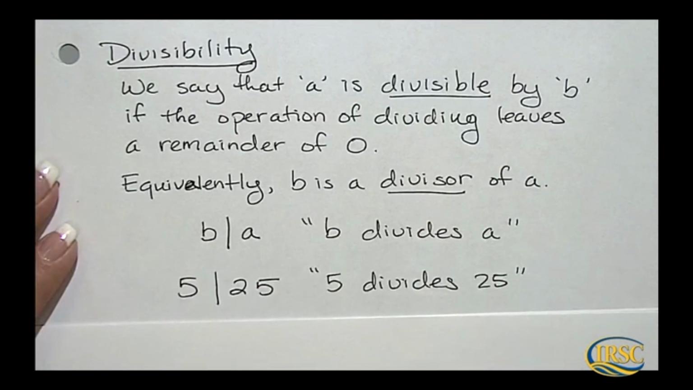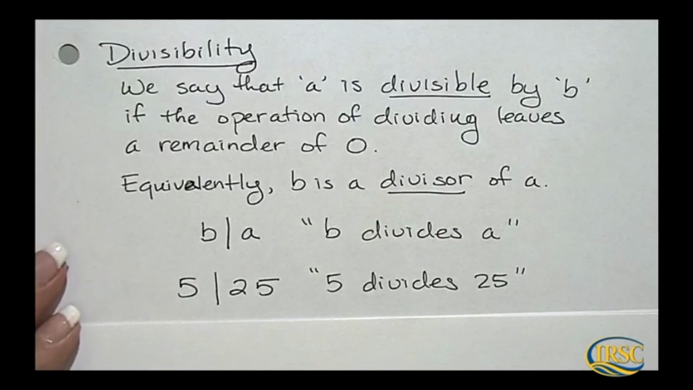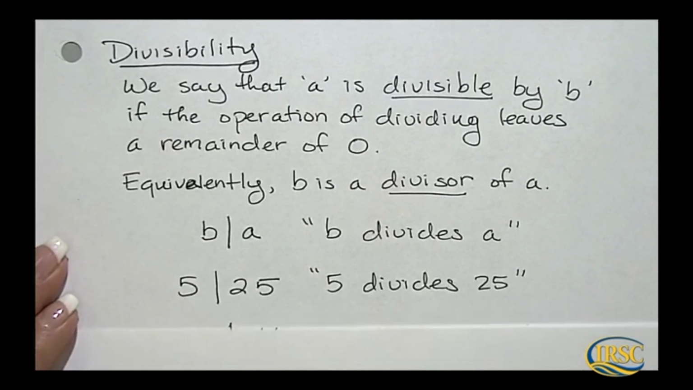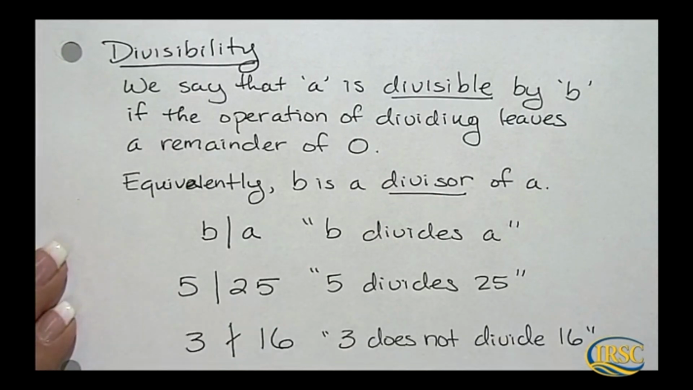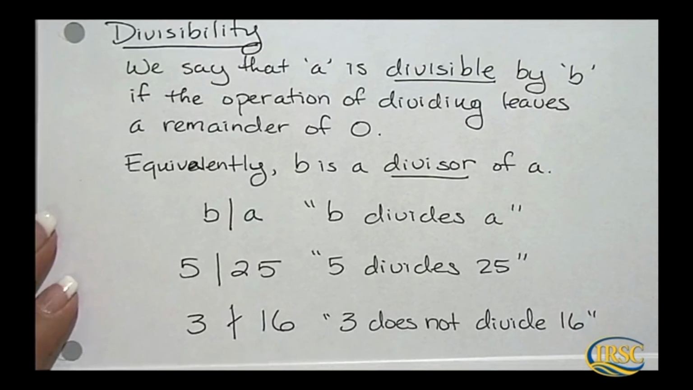So for example, 5 divides 25 evenly. So that would be a true statement right there: 5, that bar, 25. If the first number does not divide into the second number, then you would just put a slash through that symbol. So this is 3 does not divide 16.